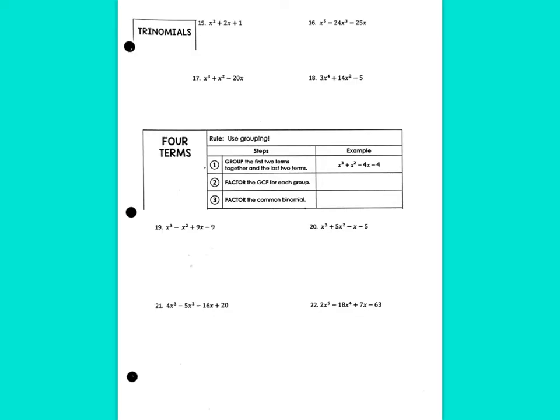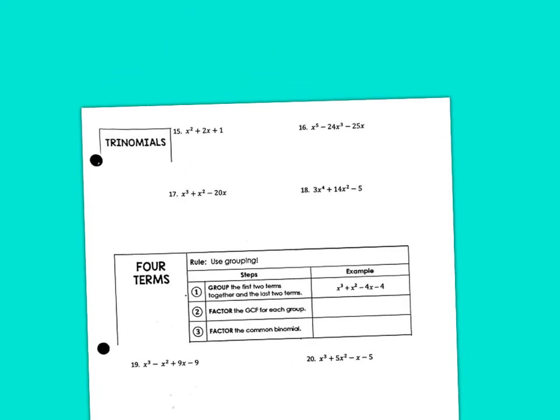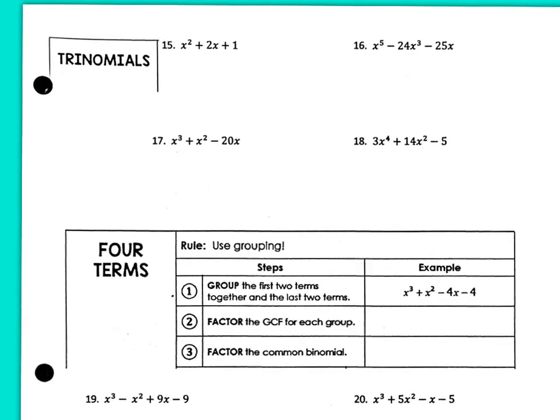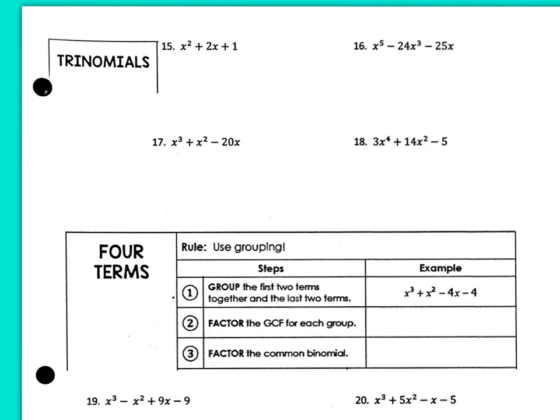Quick review of trinomials. This is old stuff. Don't want you to forget. Now remember, things are going to start to get kind of put together. We might expect difference of 2 squares, expect some difference of 2 cubes. It really could be anywhere.